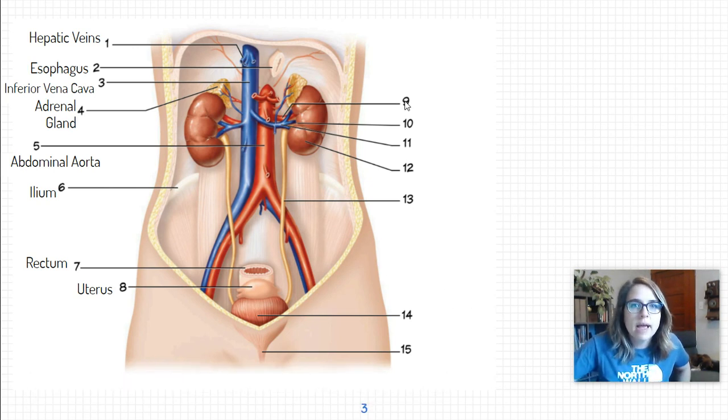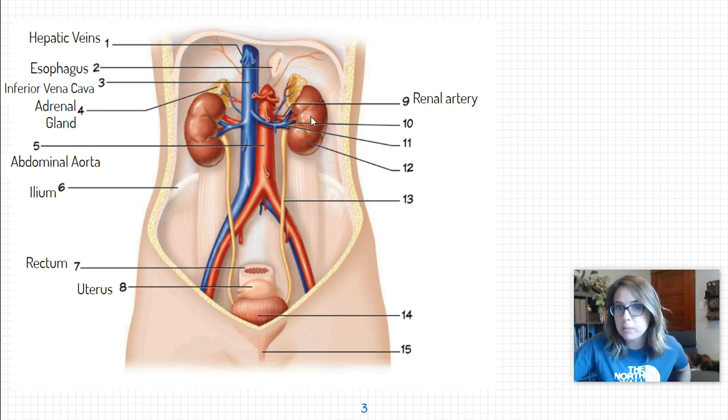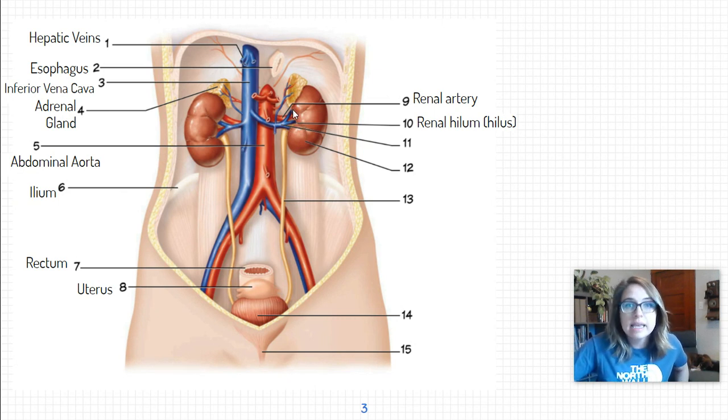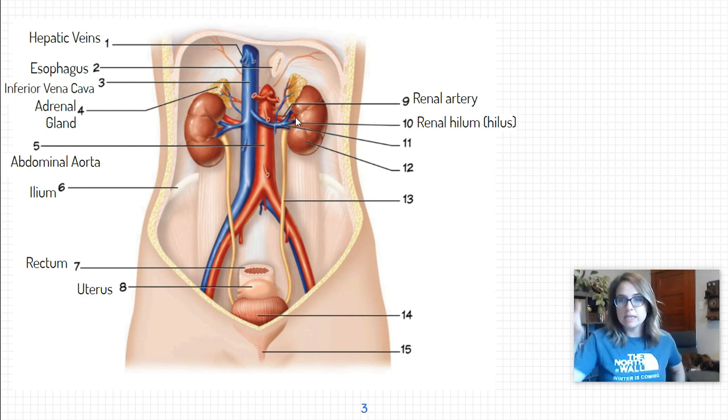Okay, number 9, moving over here, we're getting into some important blood vessels. So the renal artery is the blood that comes into the kidney. That will be important later. Number 10 right here, the renal hilum, or sometimes called the hilus, is just this little section of indentation of the kidney. Our kidney has this little bean shape to it, so it's sort of like this little curve where these arteries and veins are coming in and out.